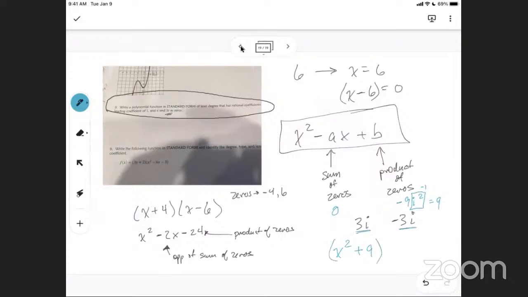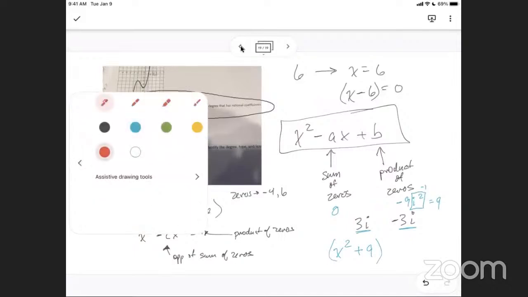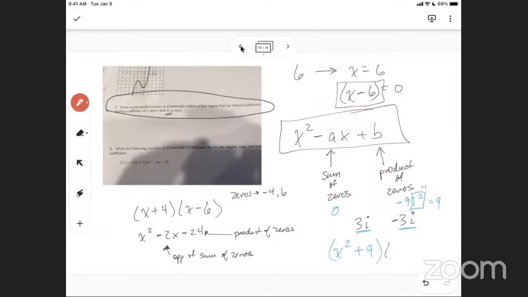And now let's include the other zero. What's the other one? We just did it up here, remember? It's x minus 6. So now just multiply that out. x squared times x is x cubed. 9 times x is 9x. -6 times x squared is -6x squared. 6 times 9 is 54, -54. There you go. That's how you do that.